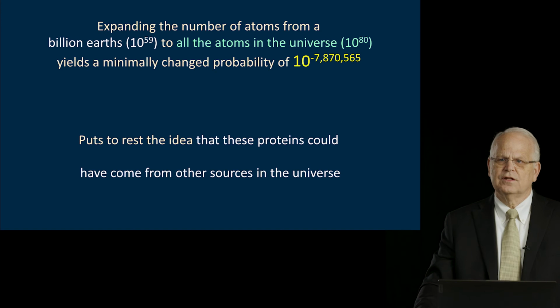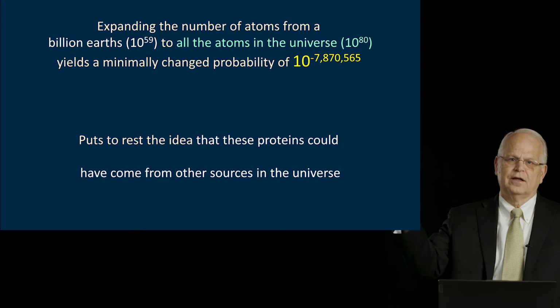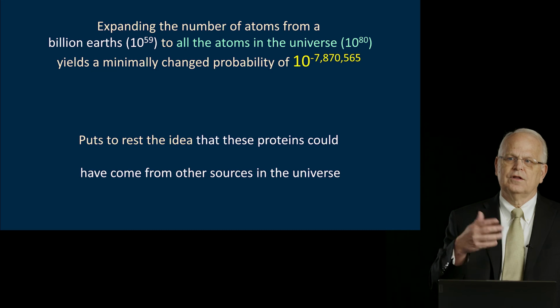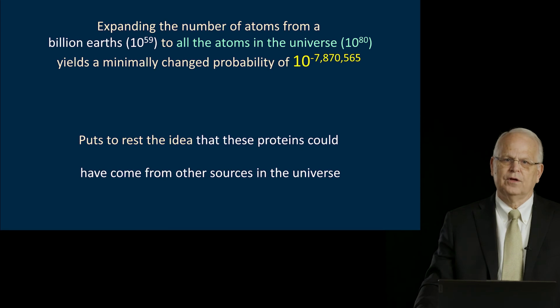And one of the reasons that this is important is it puts to rest the idea that proteins could have been made somewhere on some other planet and then brought to Earth, so they didn't have to be made on Earth. This calculation shows you don't have enough tries in all of the universe, in all of time, using all the atoms in the universe as your genetic event sites. You simply are not remotely close to being able to produce these proteins. The probability is 10 to the minus 7.8 million.